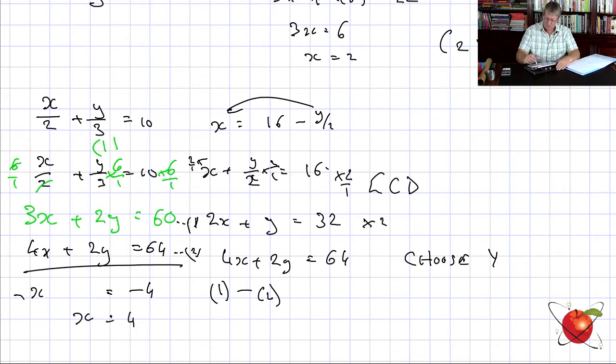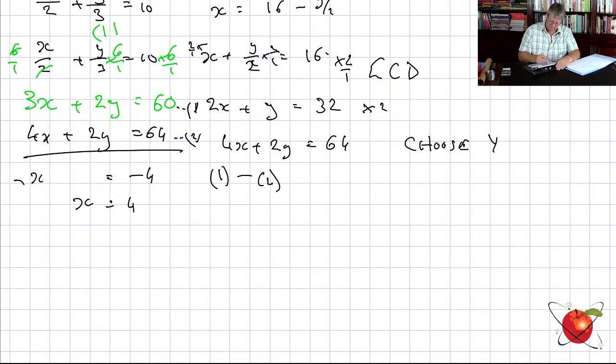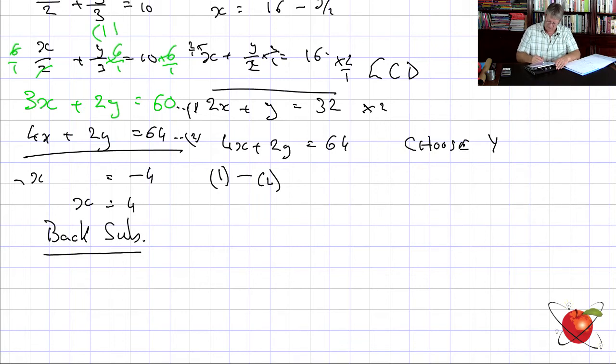Right? What do I do next? I back substitute. Back sub. What do I say? Which one do I pick? I can pick any equation. I chose 2x plus y equals 32. That one. 2x plus y, can you see? I chose this. 2x plus y equals 32. Why? It's the one without fractions. I don't want fractions, right?